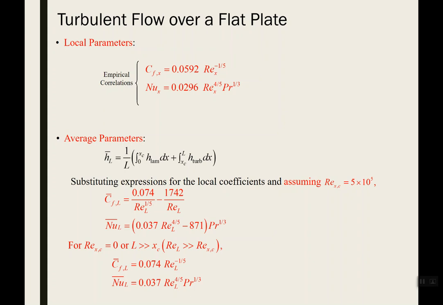So here's what the correlation looks like. I'm not going to focus much on the friction coefficient in this class. We'll focus mainly on just the heat transfer stuff. So when the flow is turbulent instead of laminar, our equation looks really similar, except that our Nusselt number has a different correlation. So this is the value of the local Nusselt number when the flow is turbulent.